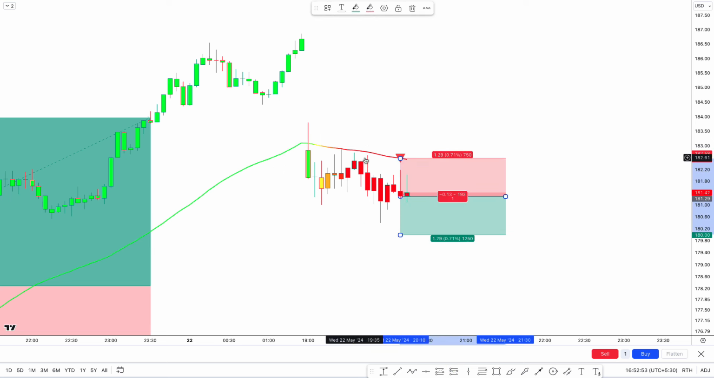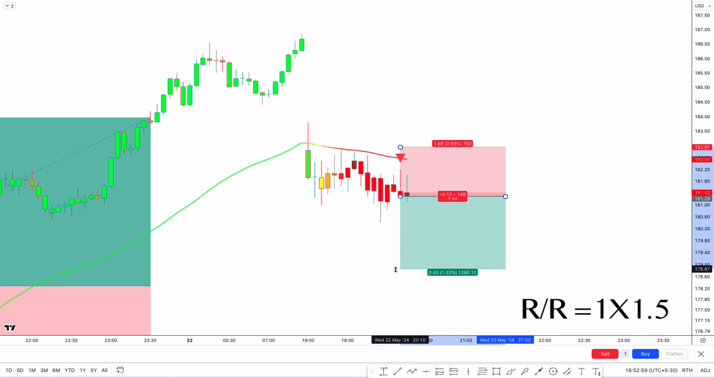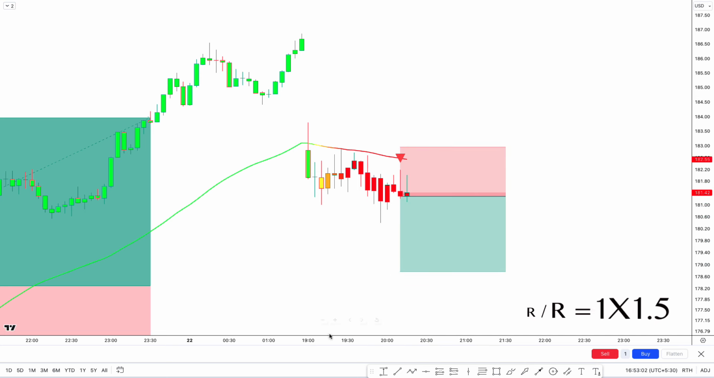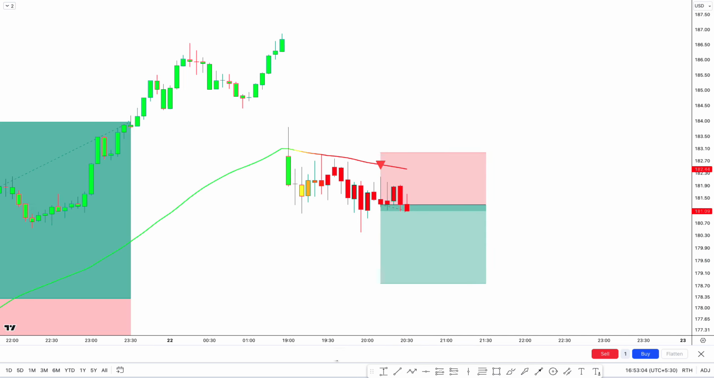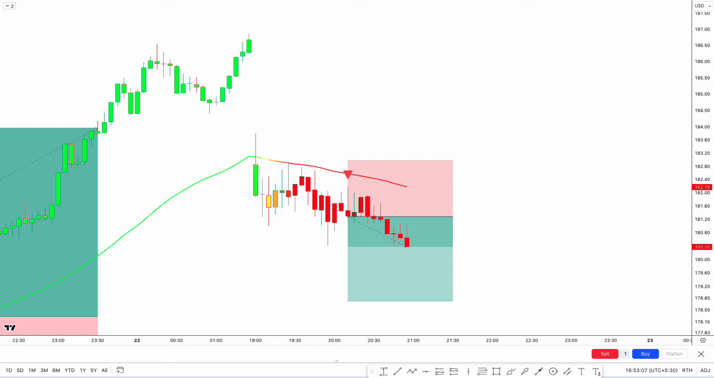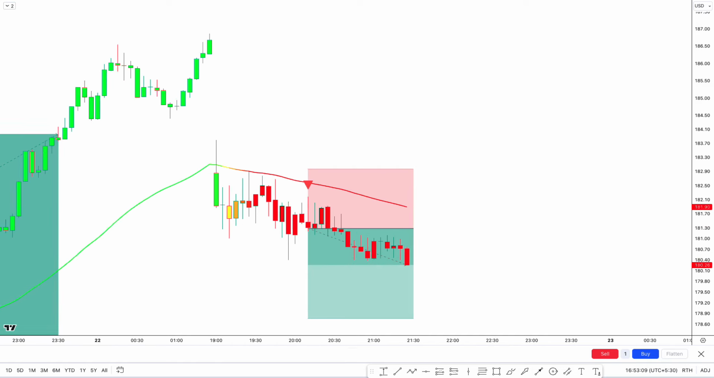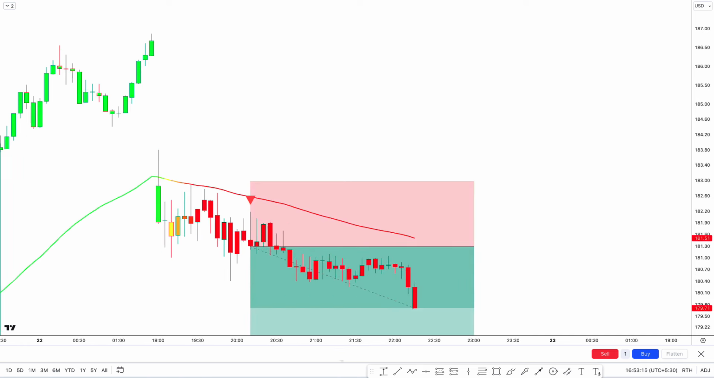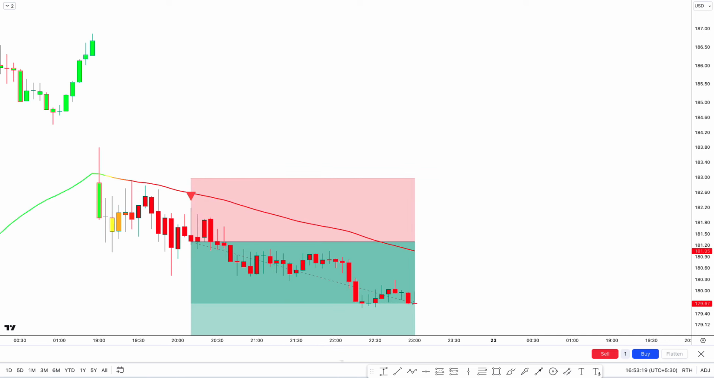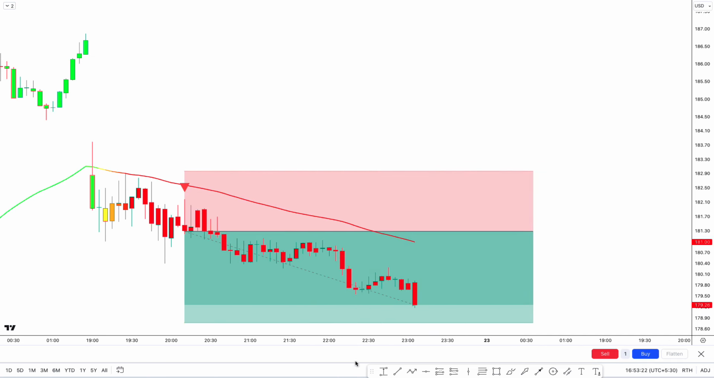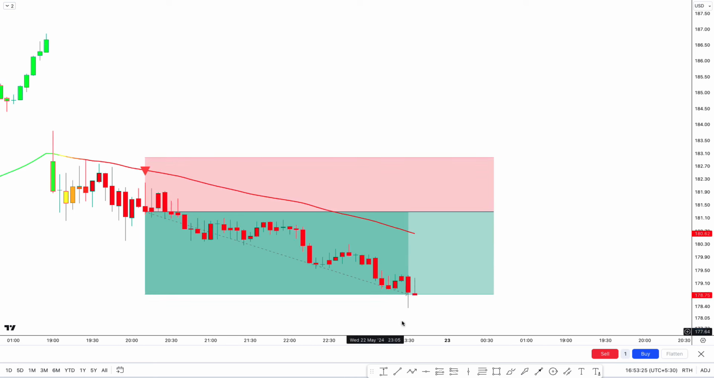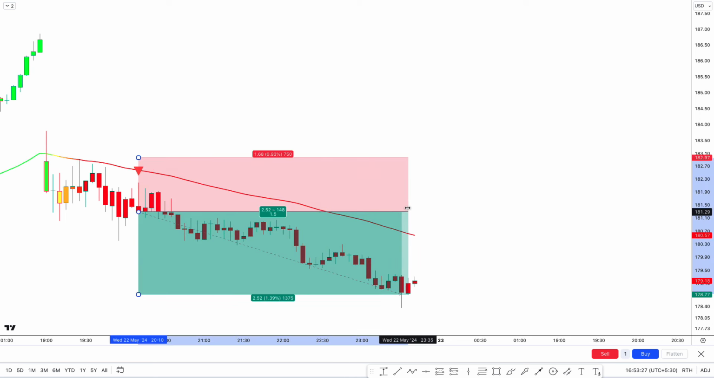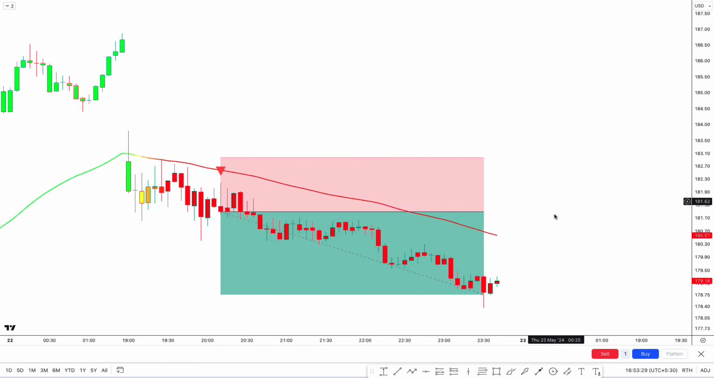Our stop loss is to be placed at the previous high of the market and should be above the MA line, and the risk to reward ratio will be 1:1.5. How does this trade play out? You can see this trade running in profit. The market has completely hit the target. I hope you must have liked this trading strategy.